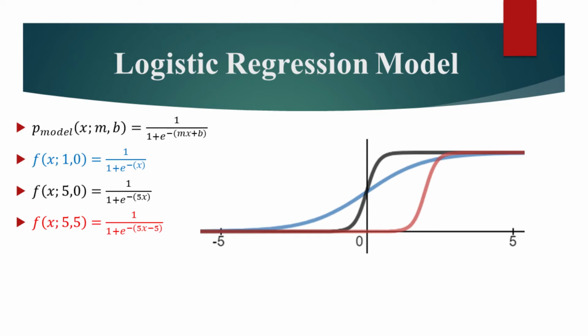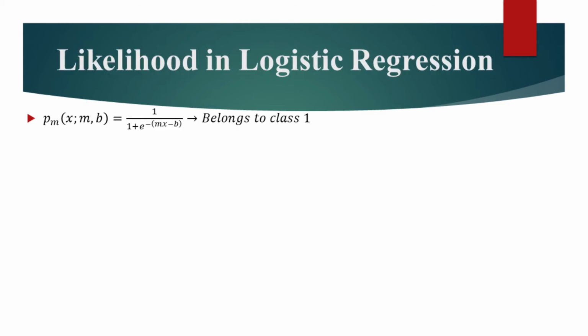So to fit the model to the data, we have to determine the optimal values of M and B. This can be done with maximum likelihood estimation. However, the likelihood function for logistic regression is a little different. Essentially, we want our model to predict the probability that the observation belongs to class 1. Hence, 1 minus the prediction will be the probability that the observation belongs to class 0.